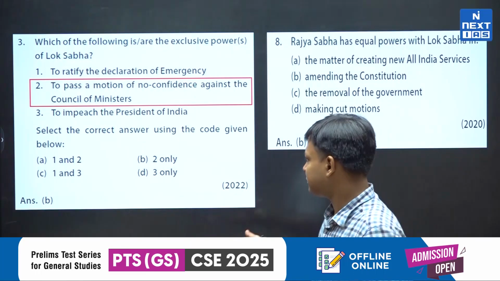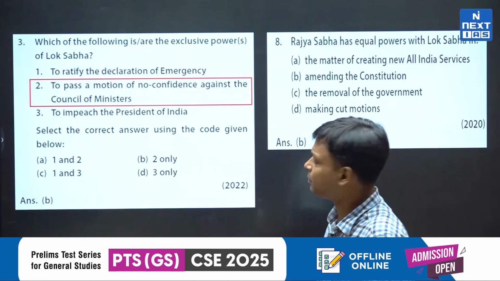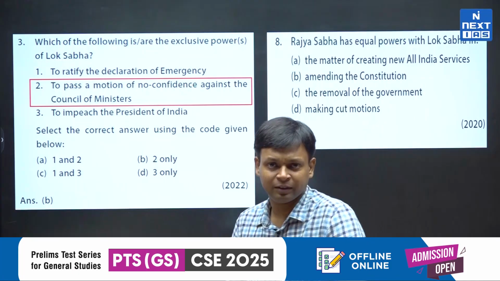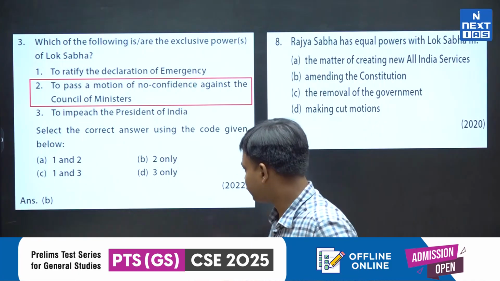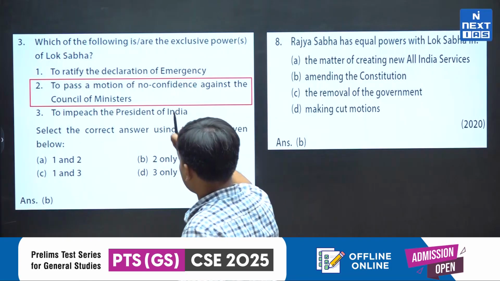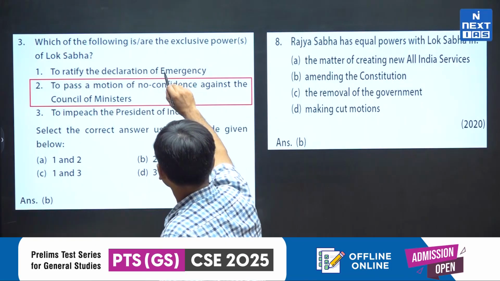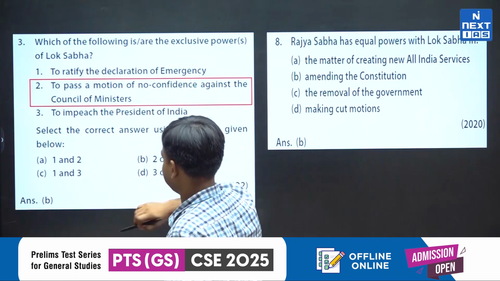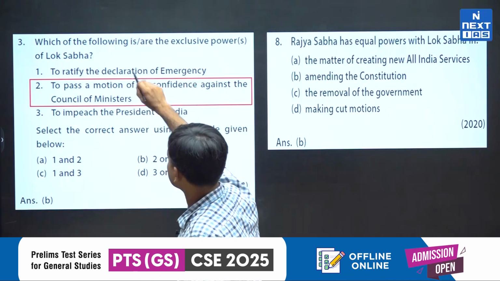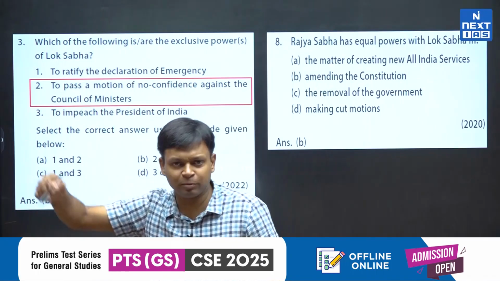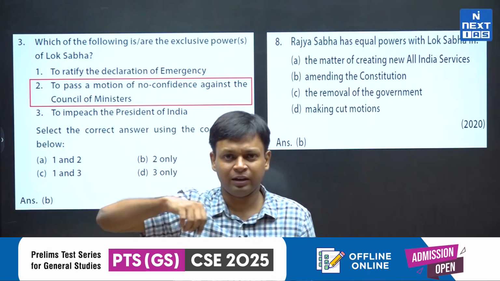There is another theme which has been repeated. So here the theme is about the exclusive powers of Lok Sabha and Rajya Sabha. So ये question आया. Which of the following, this is a 2022 question, which of the following is our exclusive powers of Lok Sabha? To ratify the declaration of emergency, ये लोक सभा में भी होती है, राज्य सभा में भी होती है. So it is not exclusive.